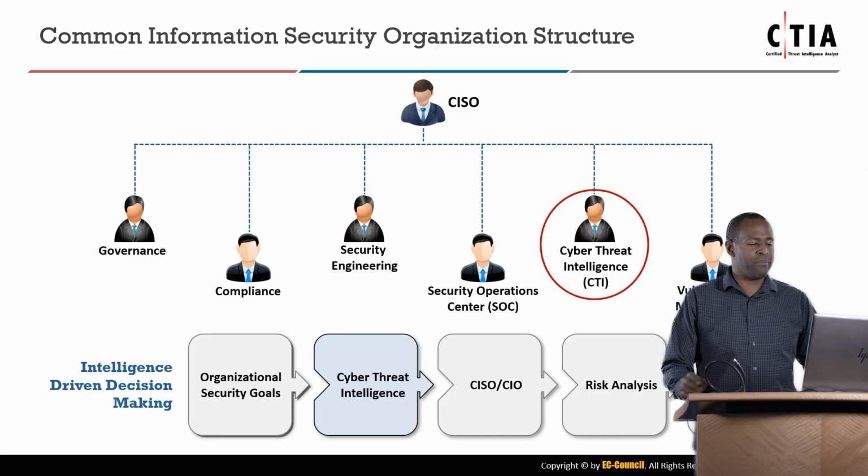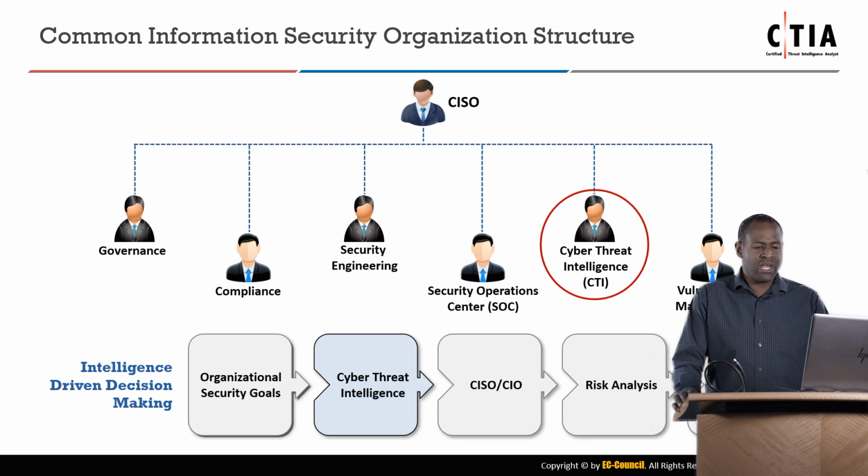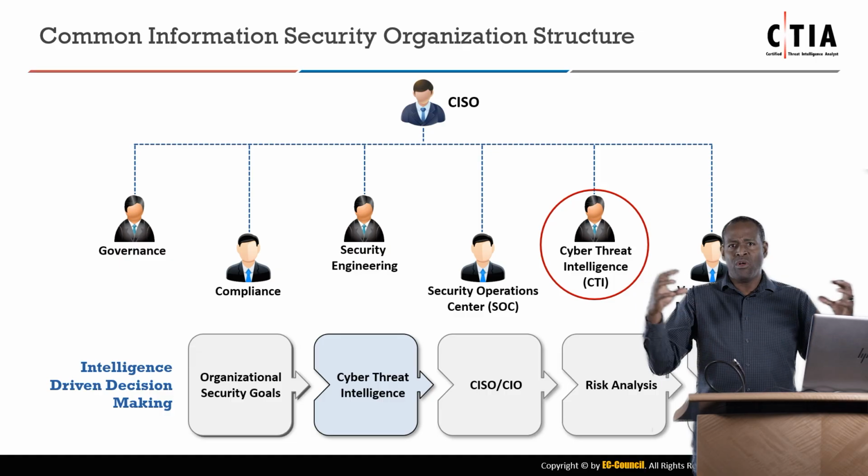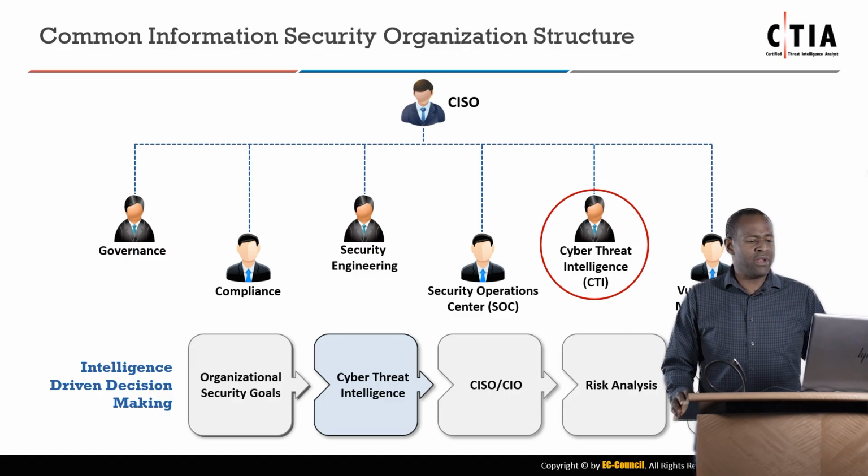All right, so at the top of the organization, we have the CISO. The CISO is at the same level as the CEO, the CIO, the CFO, the C-class of your organization. The CISO is going to be responsible for governance and compliance, for security engineering, security operations, for cyber threat intelligence, that's where we are, and for vulnerability management. And now all of these roles for which the CISO is responsible may be rolled into one or several managers at another level underneath the CISO.